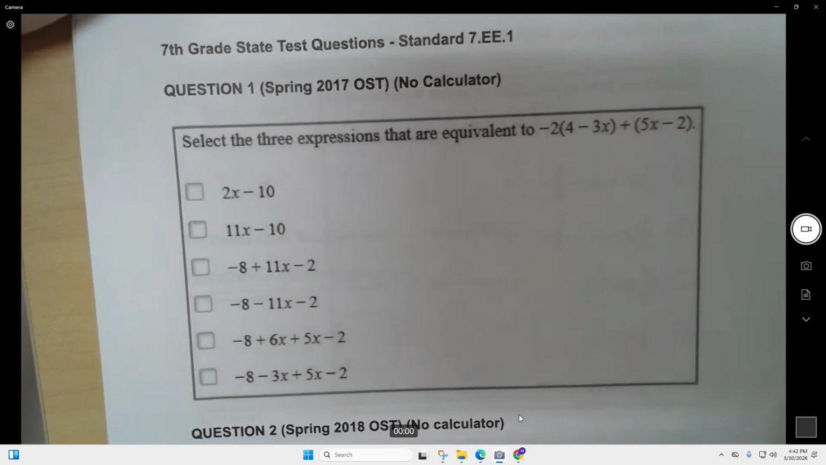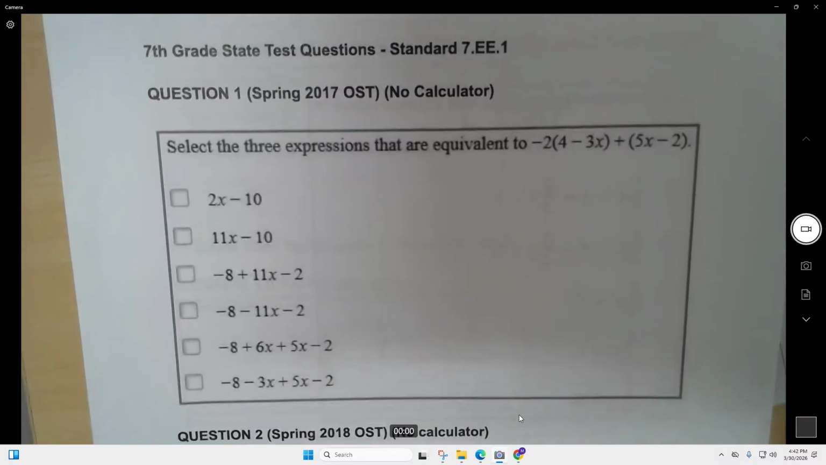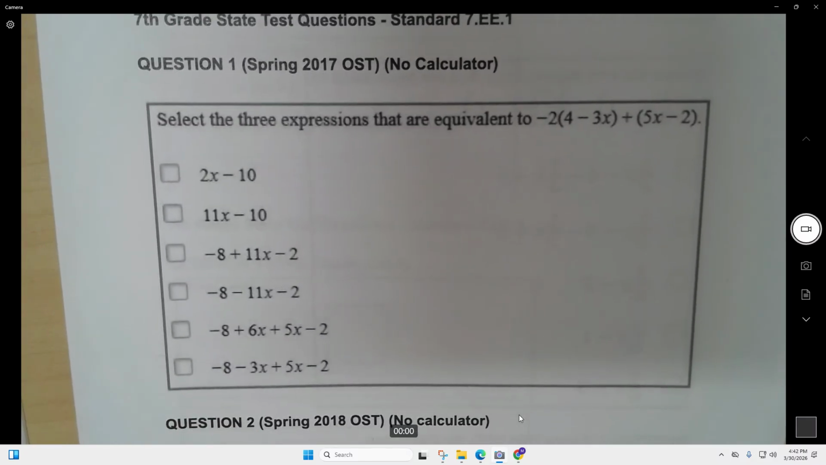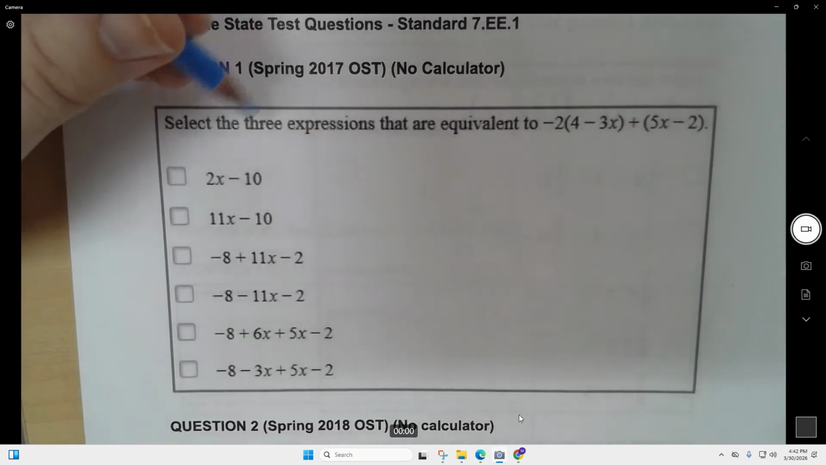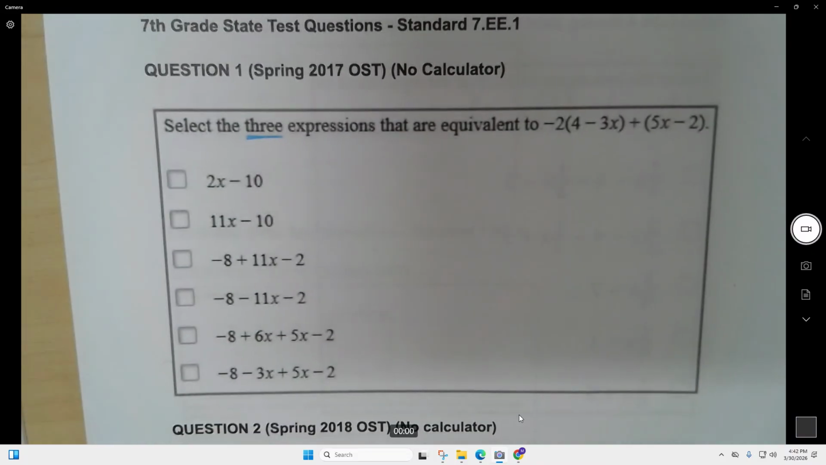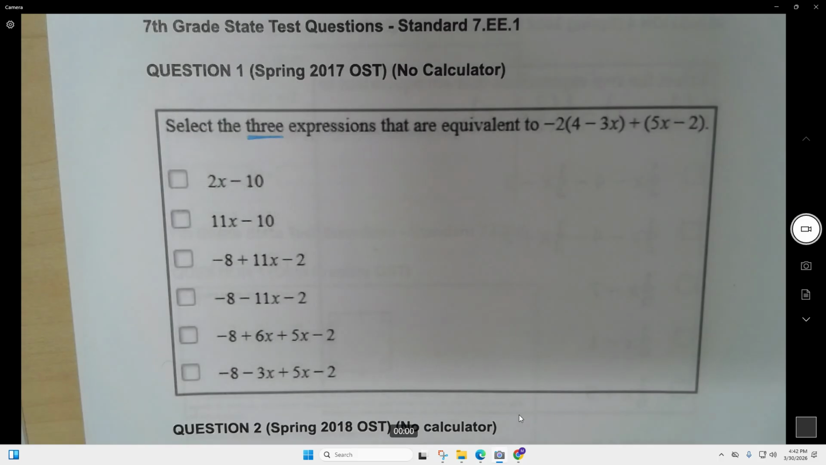All right. So question 1 from the spring 2017 OST. No calculator allowed for this question. Select the 3 expressions that are equivalent to -2(4 - 3x) + (5x - 2). So first off, the big important thing to notice is that it says there are 3 expressions, which means we are not leaving this question unless we check 3 answers. Okay? This is testing our knowledge of the distributive property.